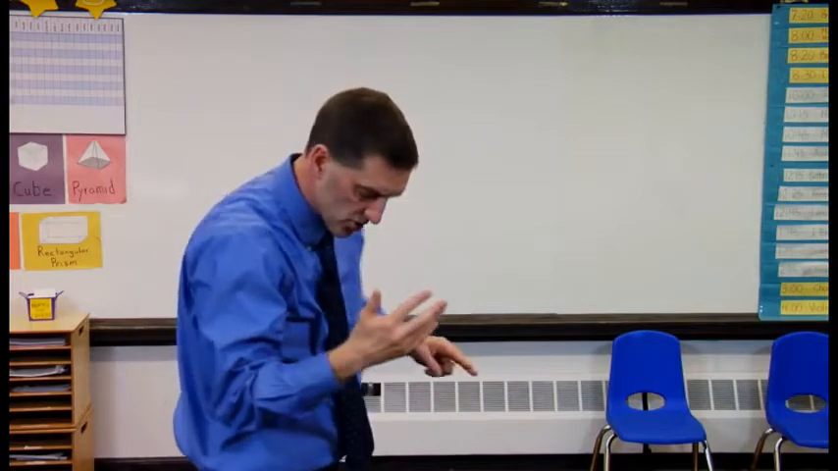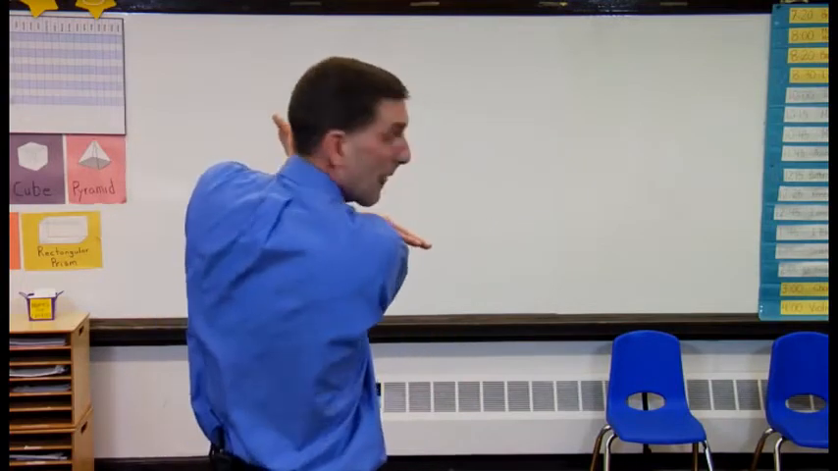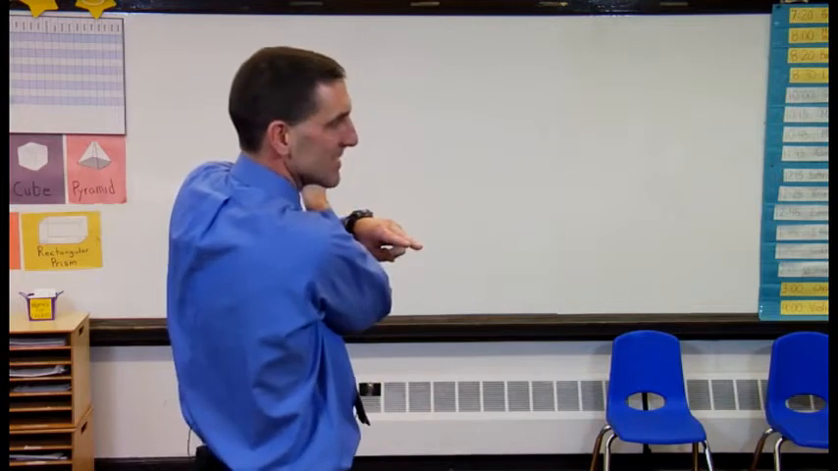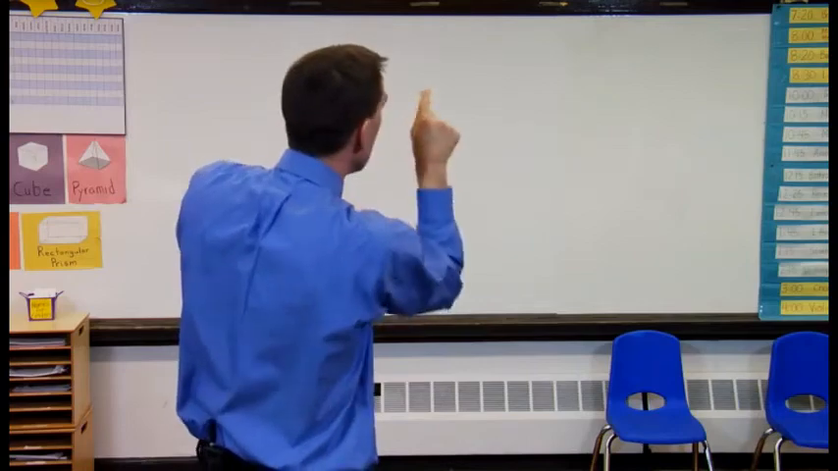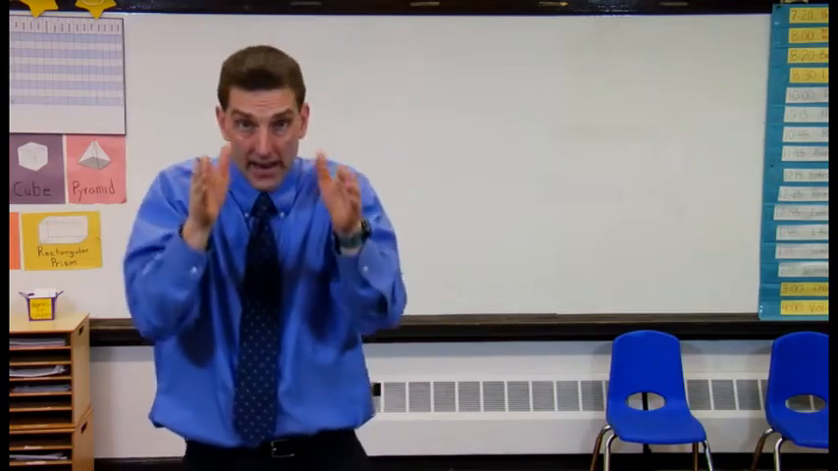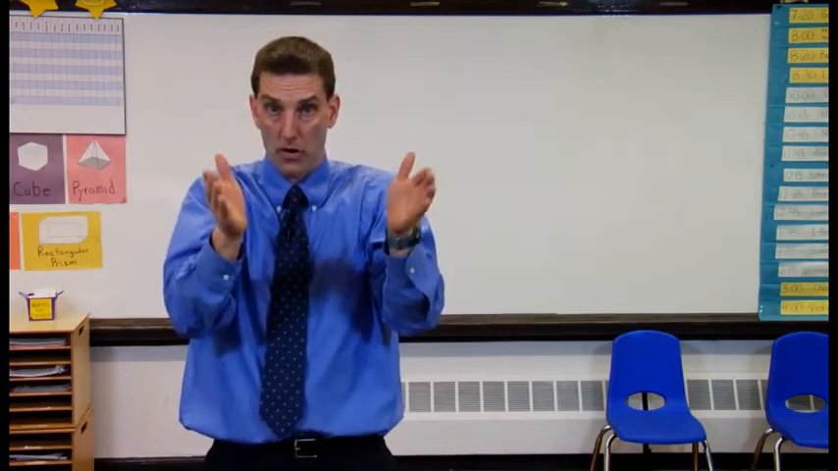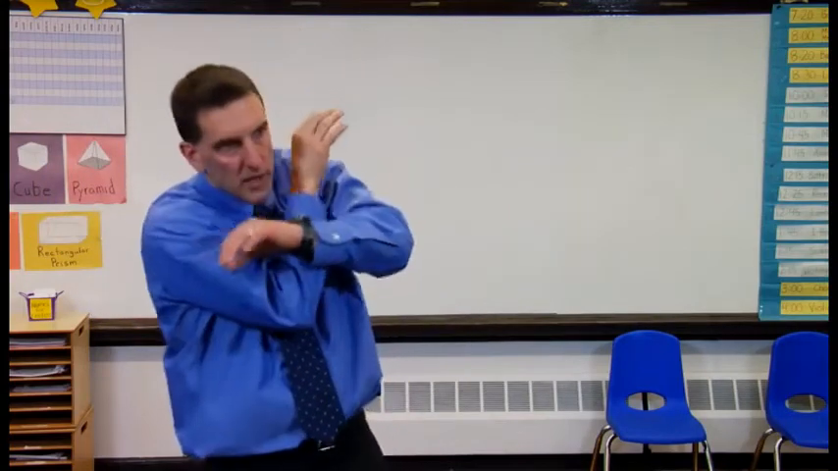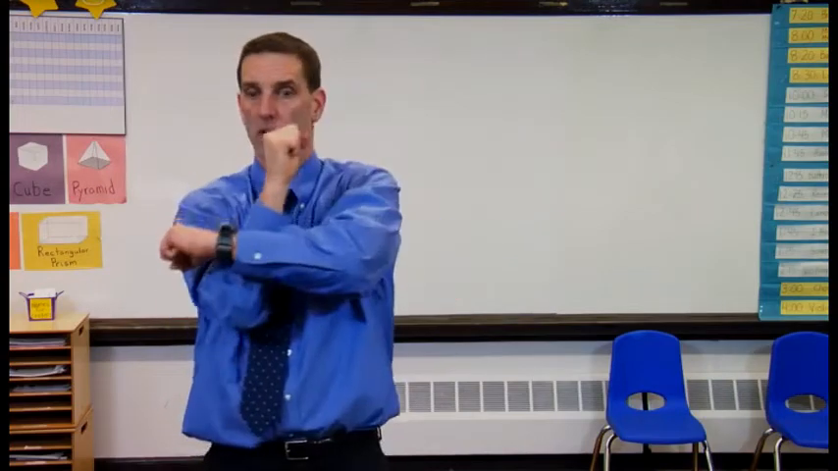Again, usually I turn sideways, so I'm going the same way the kids are, over and up. And usually I go like this. I usually make a sound with my mouth. Plot the points, over and up. Plot the point. Ordered pair. Remember I said before this would be parentheses out here. Here would be ordered pairs. So you plot the point and you get your ordered pairs. Go over and up, coordinate grid.